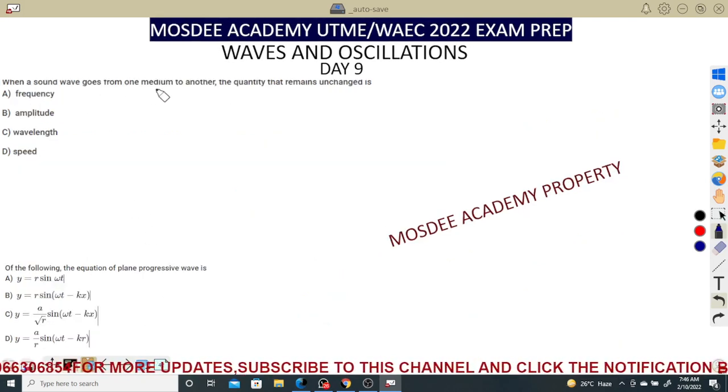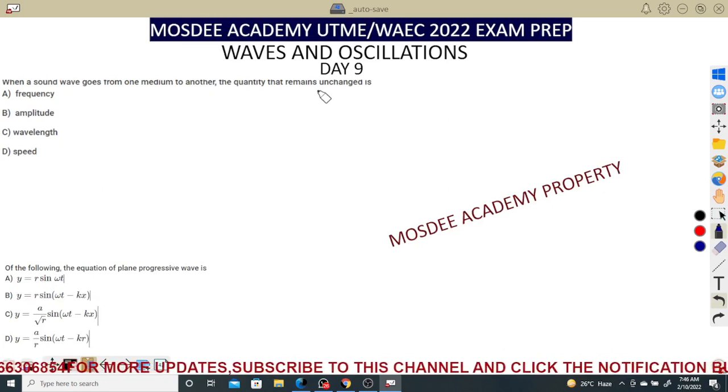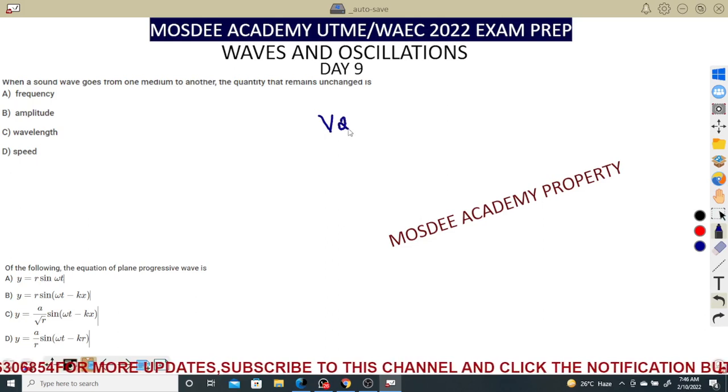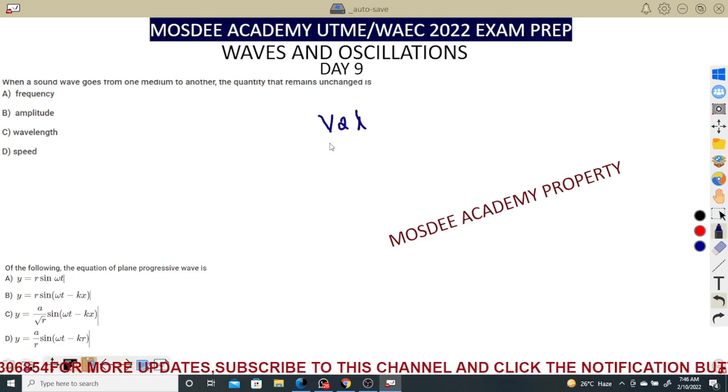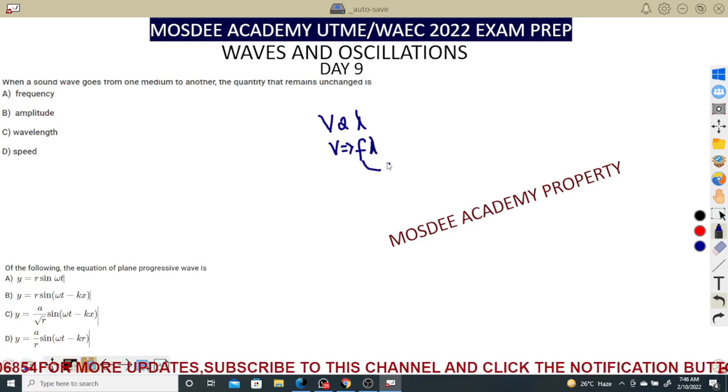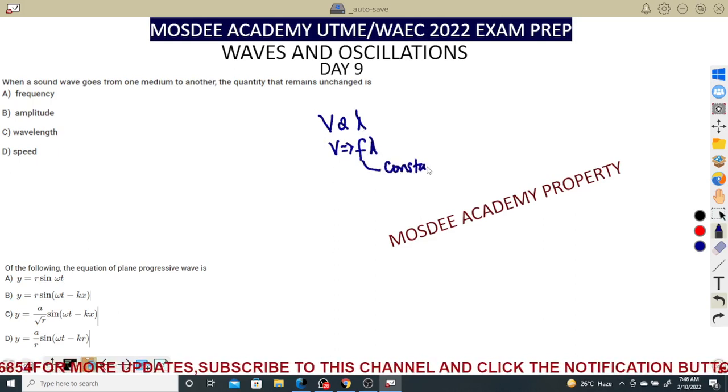When sound goes from one medium to another, the quantity that remains unchanged is that. You have talked about that the speed of wave is proportional to the wavelength. And when we introduce the constant, we have f lambda. So where f is what? The constant. Always keep that in mind. It's simple.